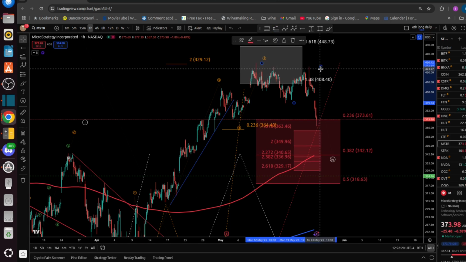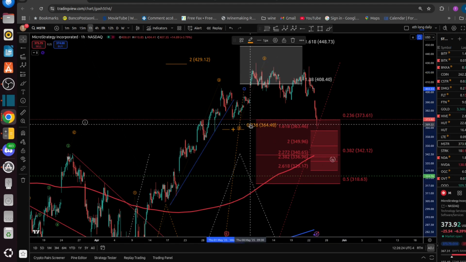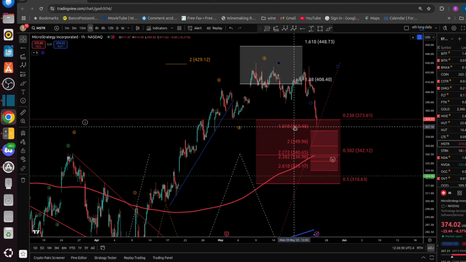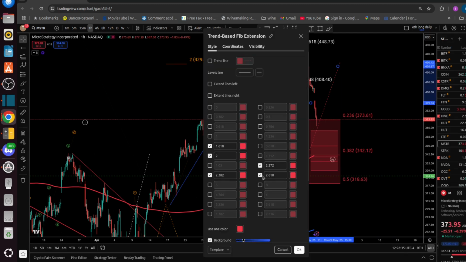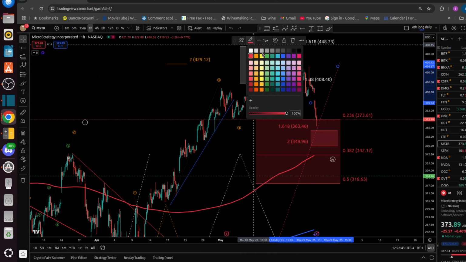Now we cannot see much. Let me move that around. Can I remove that one? I think so. There you go. So almost reached the 1.618. That's quite nice, I must say. Okay, I'm going to put that in yellow.